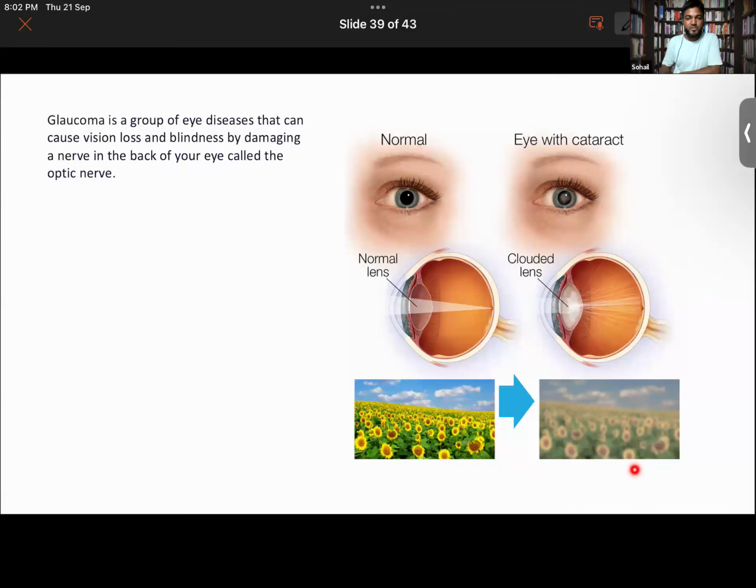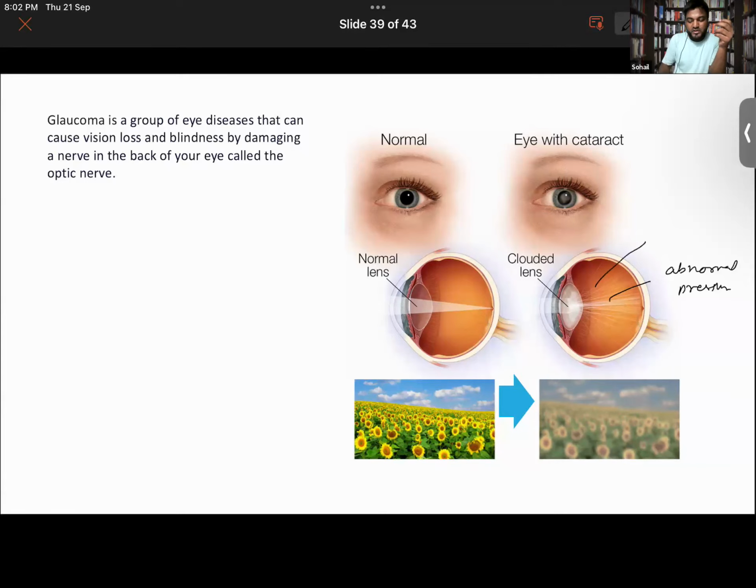So is it necessary for a person suffering from glaucoma to be blind? Because in glaucoma, what happens? There's an abnormal pressure that develops inside the eye. There's a generation of abnormal pressure inside the eye.